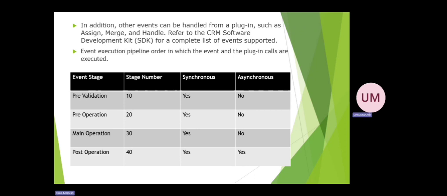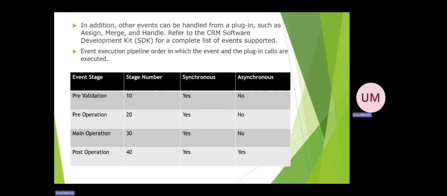Asynchronous means it just triggers. The control doesn't bother whether it succeeded or failed. In asynchronous, it just triggers and goes, triggers and goes, triggers and goes. But later, in the background, it will be processed asynchronously, and whether it succeeded or failed, that is captured.